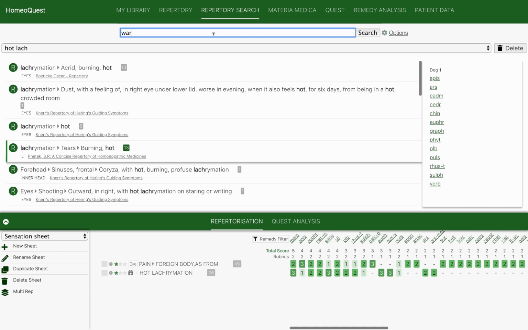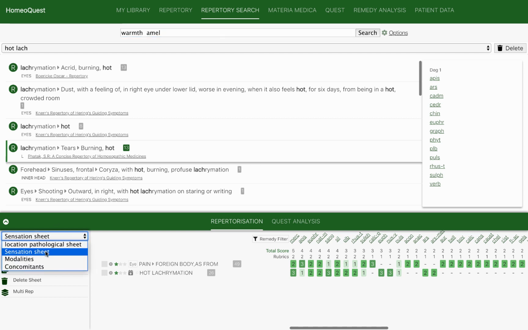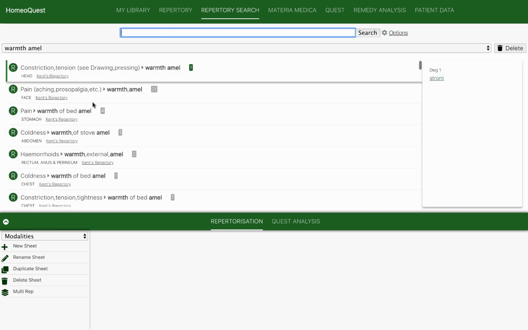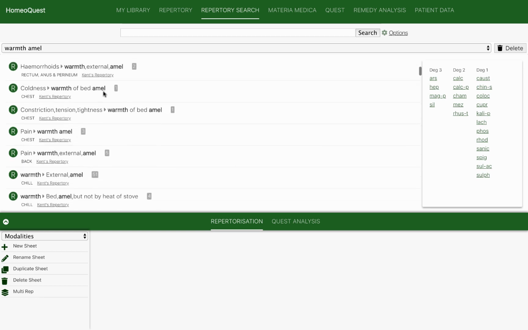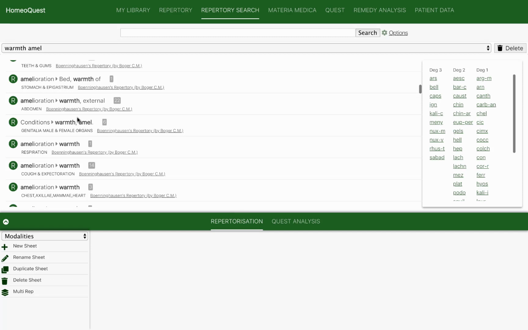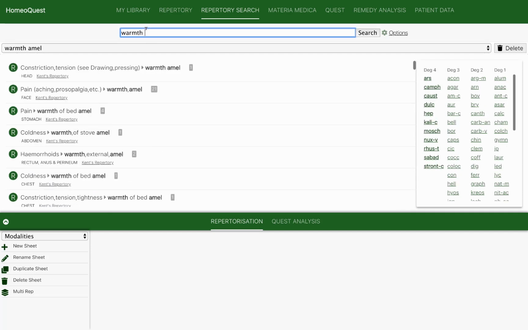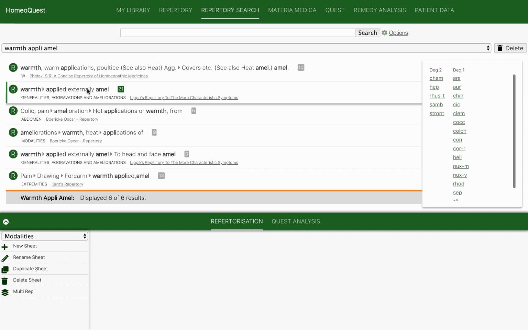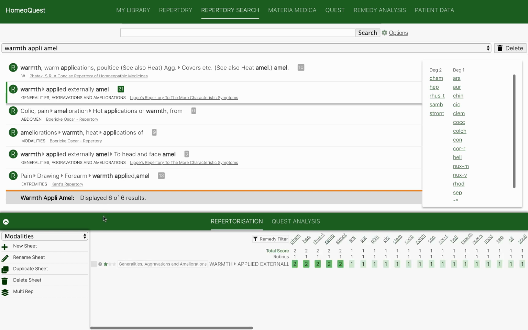What else? Warmth ameliorates. Okay, let me first choose the modality sheet here. Warmth ameliorates. Okay, pain, warmth ameliorates in the face, 21. 51. Does it chill? No. Let's look at something bigger. Let's try warmth application. This is the biggest I get. Warmth externally applied helps. Let's take that. That's from Lippe repertory.